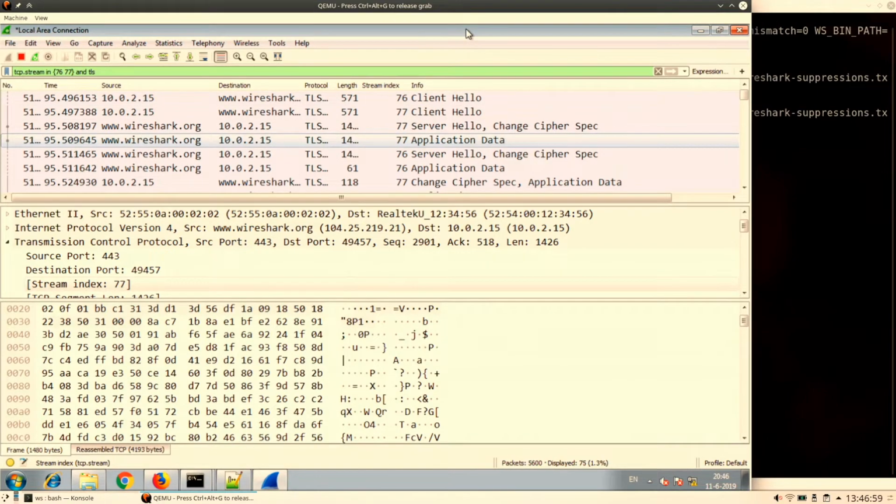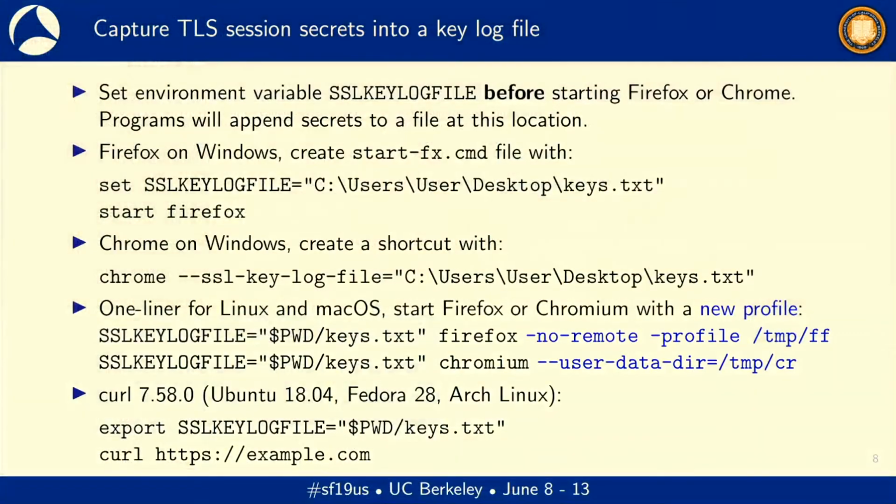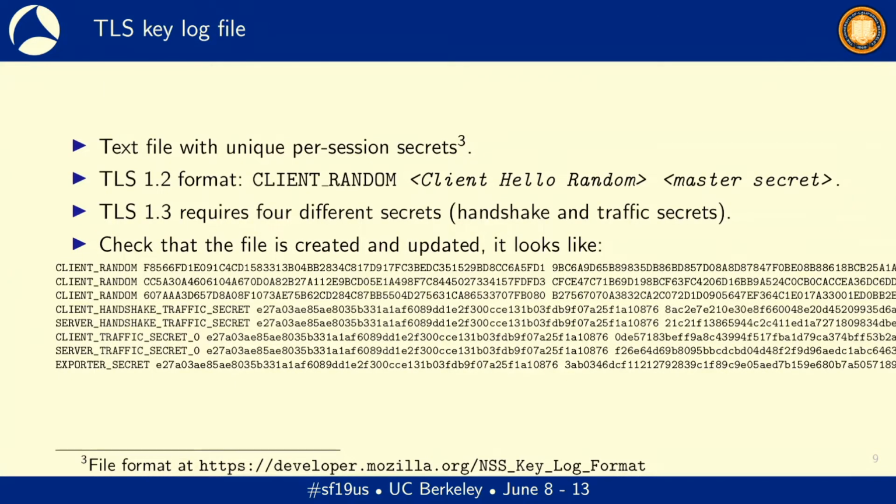All right, so let's see. Right now I showed you how to configure the environment variables so that the file gets logged. I haven't shown you yet how to actually use it in Wireshark. But let's check the content of the file first. The content of this keylog file is a text file with, on every line, unique per-session secrets. So this secret is specific to one TLS handshake and cannot be reused for other sessions.